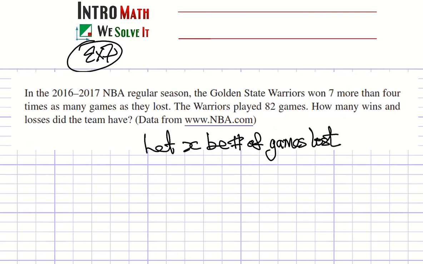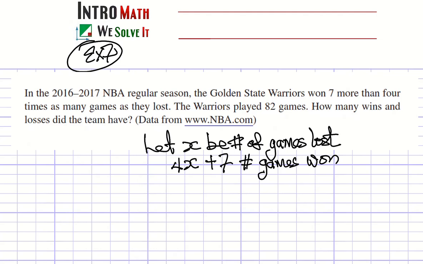Okay, lost by the team. Then he said there is 7 more than 4 times as many games as they lost. So that means 7 more than 4 times as many. That means 4 times as many lost is there, and then 7 more of that is like there. You see? So that's the number of games won. Okay? Number of games they won.